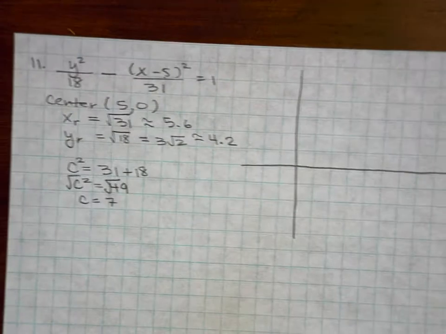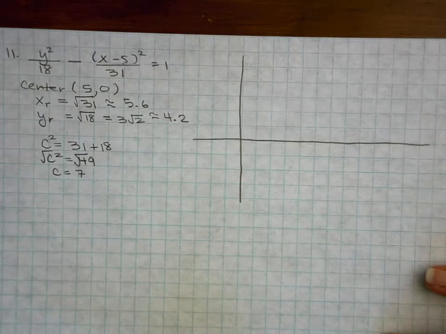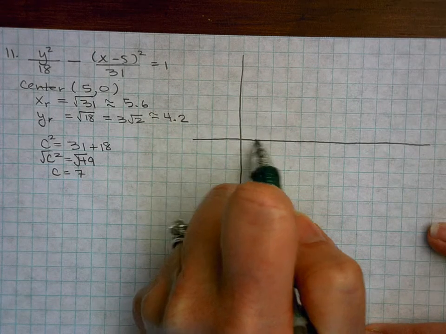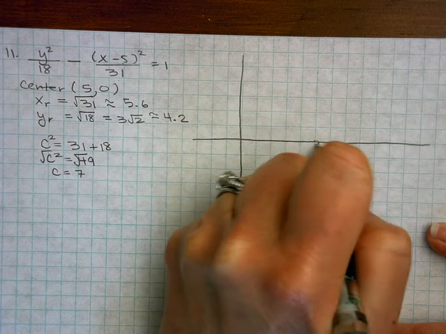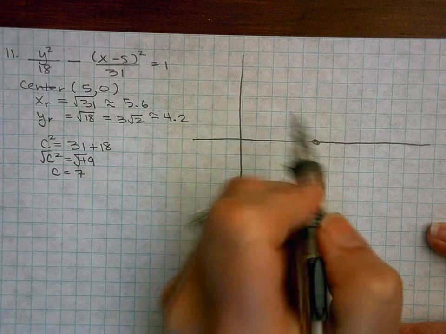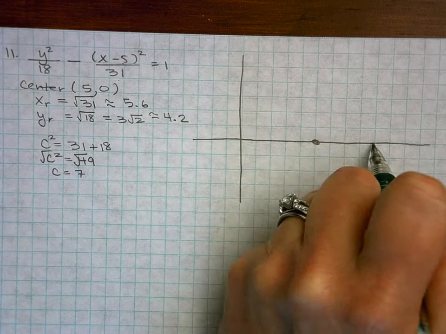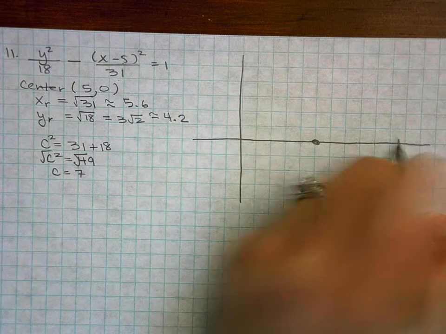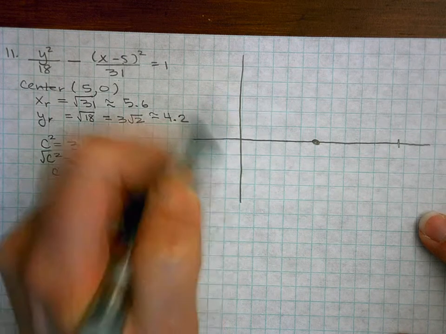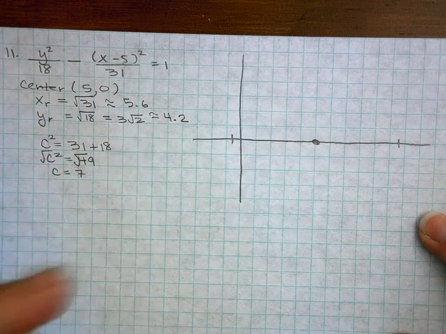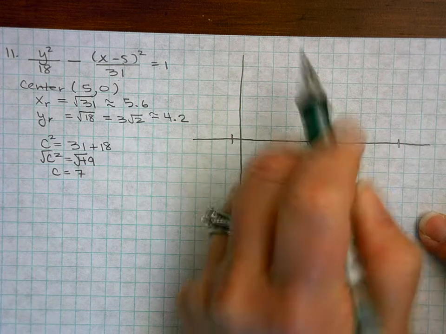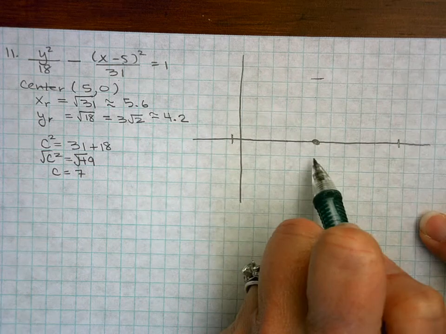Zoom out just a little bit. So my center is at 5, 0. So here's my center. And my x radius is 5.6, so I'm going to count left and right, 5.6, and then I'm just going to put a line there, right? And then to the left, put a line there. And then 4.2, so I'm going to go up 4.2 and down 4.2.